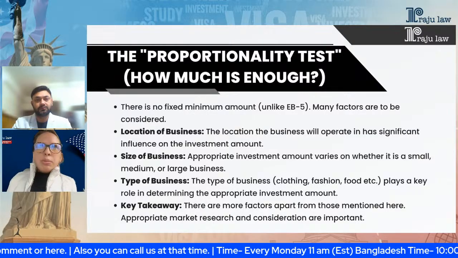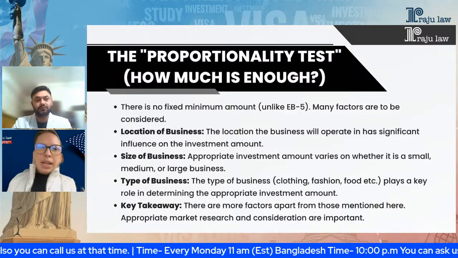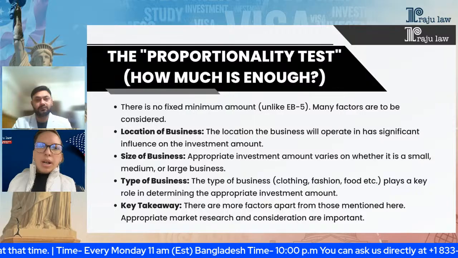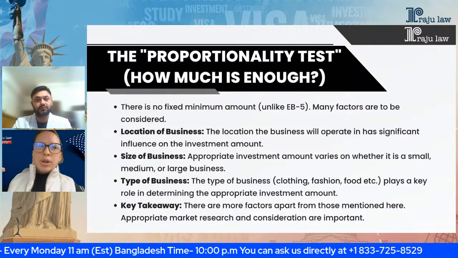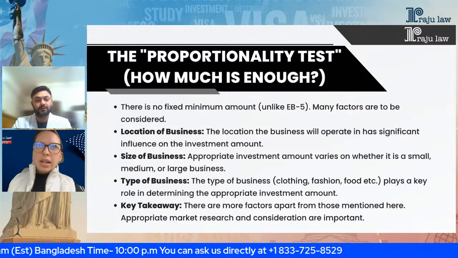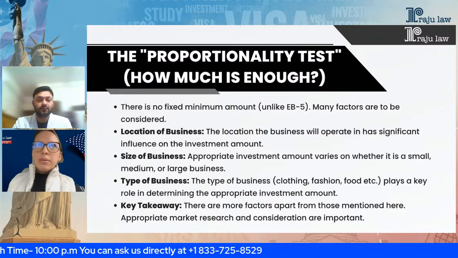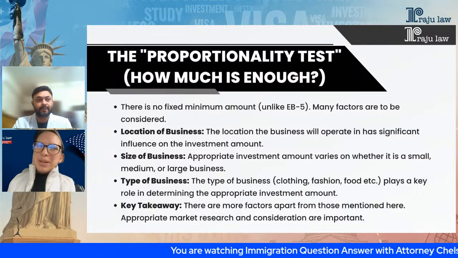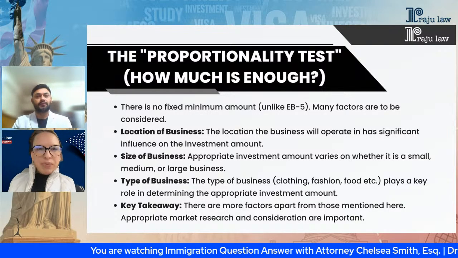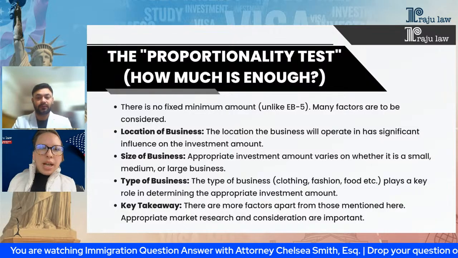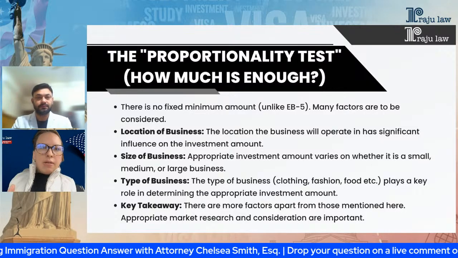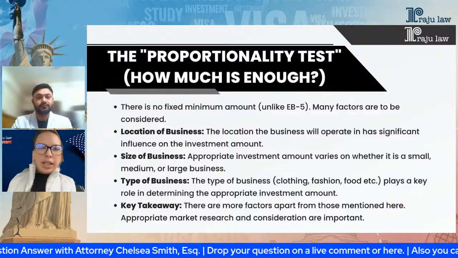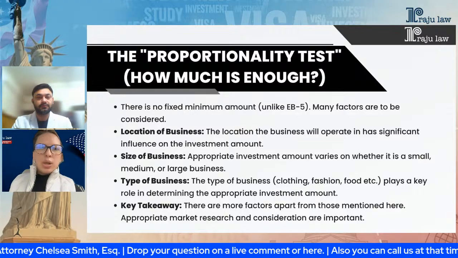So I've alluded to this proportionality test, but what does that mean? I've mentioned that, unlike the EB-5, there's no fixed amount. I'm going to keep repeating that because it's a pretty good contrast to show how different types of visas work. One may be more difficult for you to meet the threshold, but maybe this one speaks to you a little bit more. So with that, there are going to be factors within this proportionality test. Let's think about the location of the business.